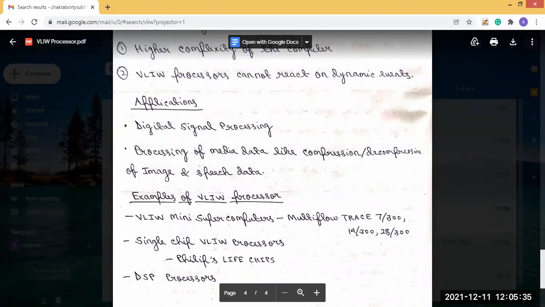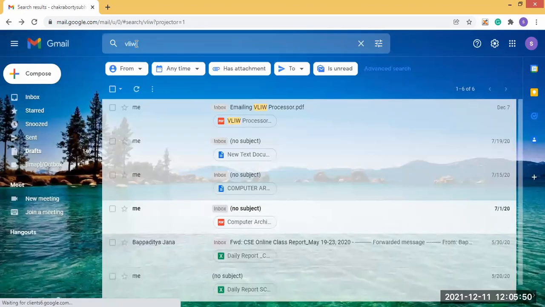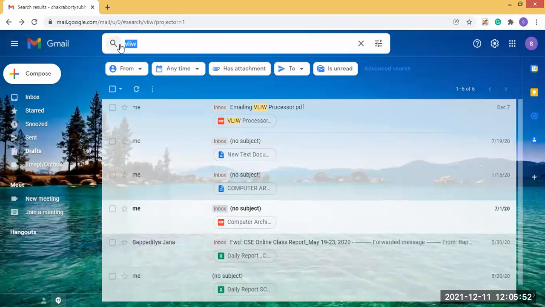To handle a large volume of data, execution requires fewer clock cycles. So that's why we use the VLIW processor. These things you should keep in mind. So this is all about our VLIW processor.